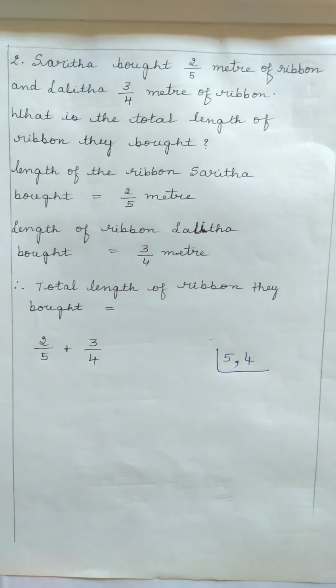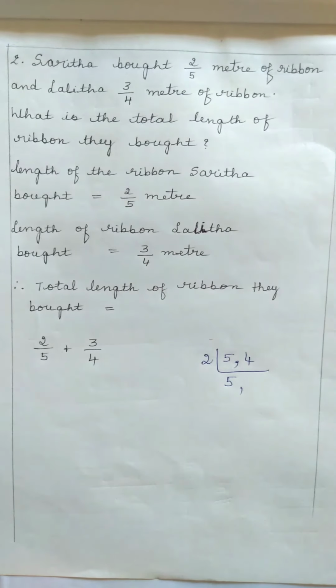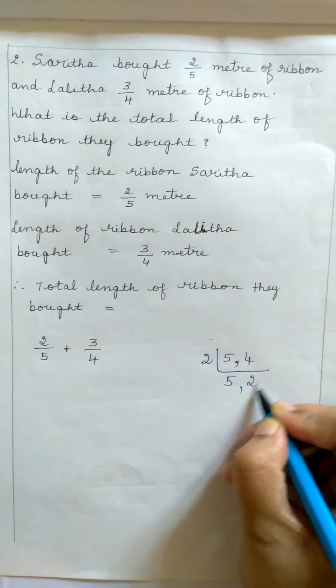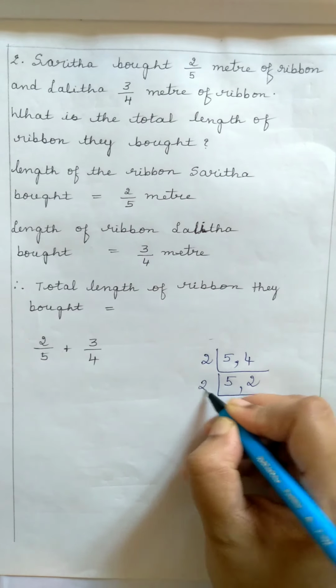Now we have 5, 4. Both are not divisible by the same number, but we can take the least number that is divisible, which will be 2. Write 5 as it is. Take 4. We know that 2 2s are 4. Now, again let us take 2.